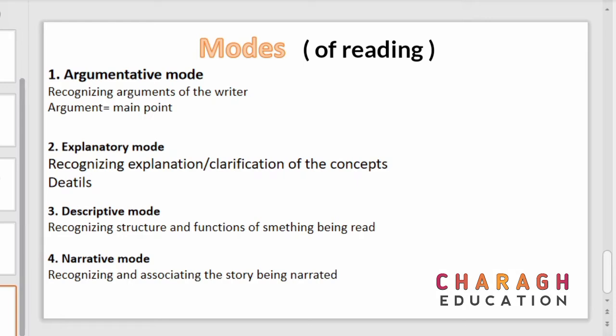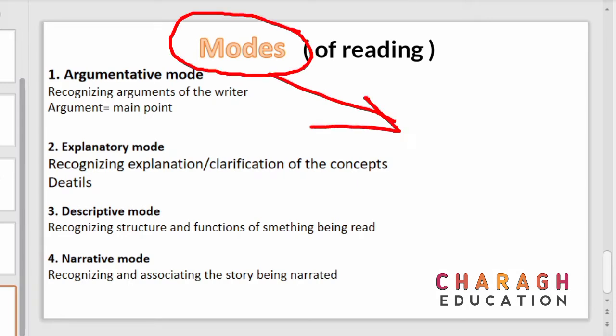Now, first, let me define or clarify the term mood. Mood refers to a way or manner of reading. Mood can also be defined as a particular way or manner of your reading.